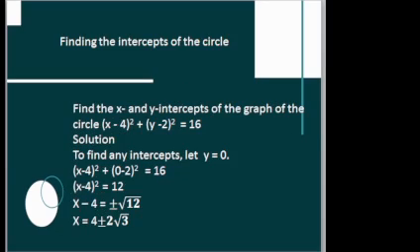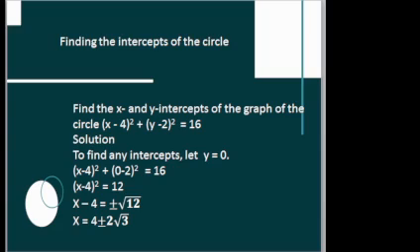And to get the value of x, we have to extract the square root of both sides. So the square root of x minus 4 squared is x minus 4, and we get the positive and negative square root of 12. And to get the value of x, we have 4 plus and minus 2 square root of 3. Why 2 square root of 3?